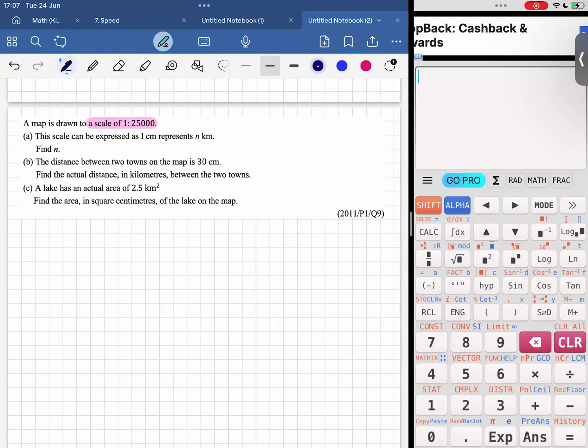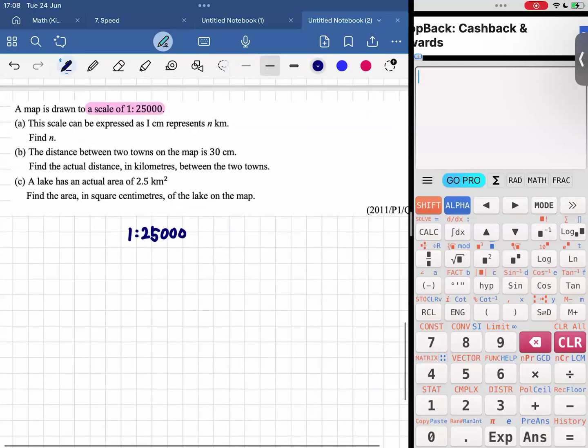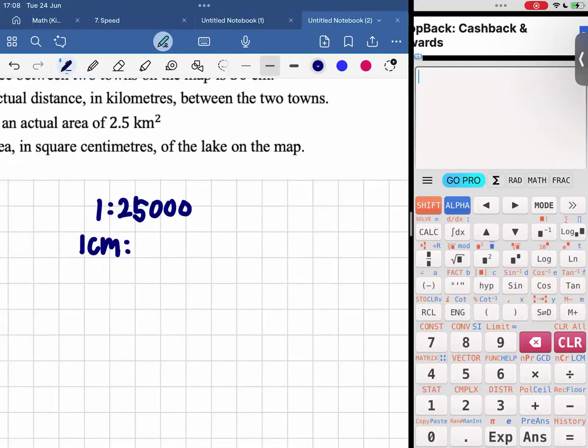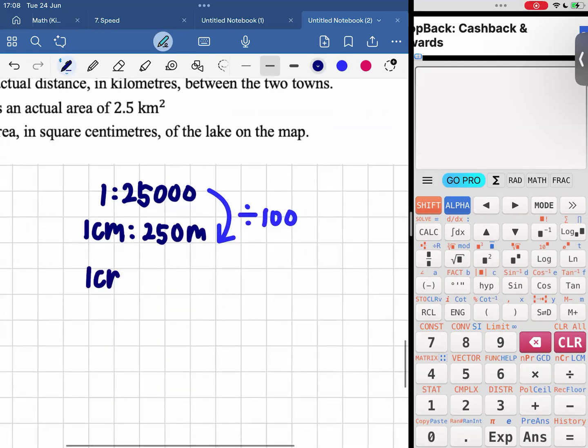Okay, so what I have here is that in this case, 1 is to 25,000. So this is in centimeter. So if I want to change it, can you see what they want? They want it in kilometers. So what I have to do is slowly change. From cm, how am I going to change it to meters? I'm going to do it step by step. Cm to meters, we divide by 100. So this will be 250 meters. So now if I want kilometers, I have to divide by 1,000 because 1 kilometer is 1,000 meters. So you divide, and you end up with 0.25 kilometers.